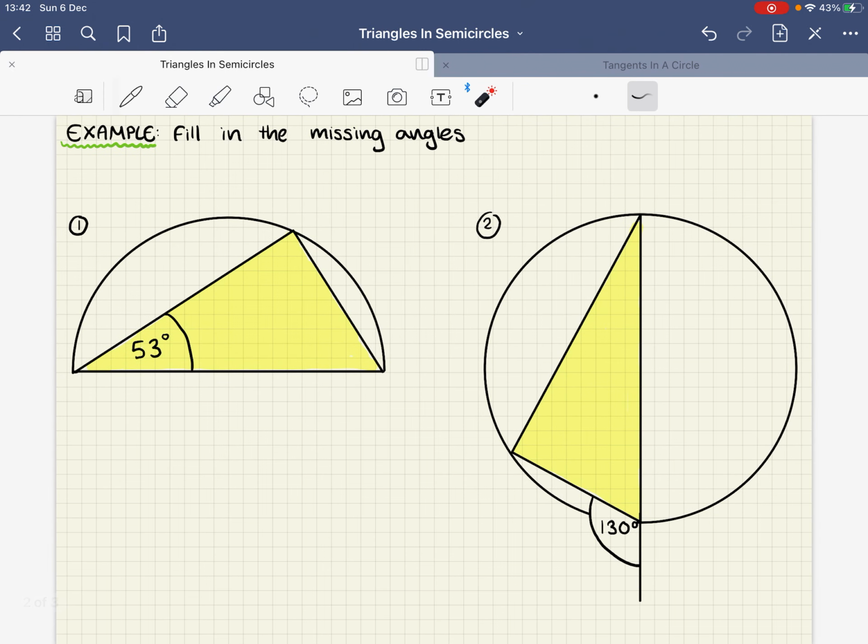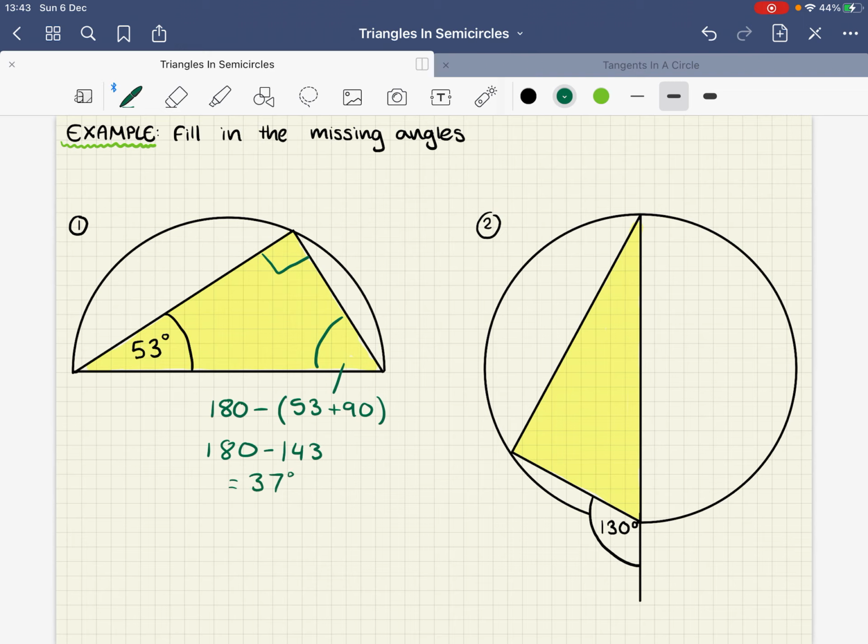So the first one, and for all of these I'm being asked to fill in the missing angles. So I've got that 53 degrees and I go right down here at the bottom, that's my diameter. Opposite that is going to be my right angle, so I'll draw my right angle. And then I've got to figure out what this last remaining angle here is. So I'm going to do 180 and take away my other two angles. So that's going to be 180 take away 143, and that's just going to equal 37 degrees.